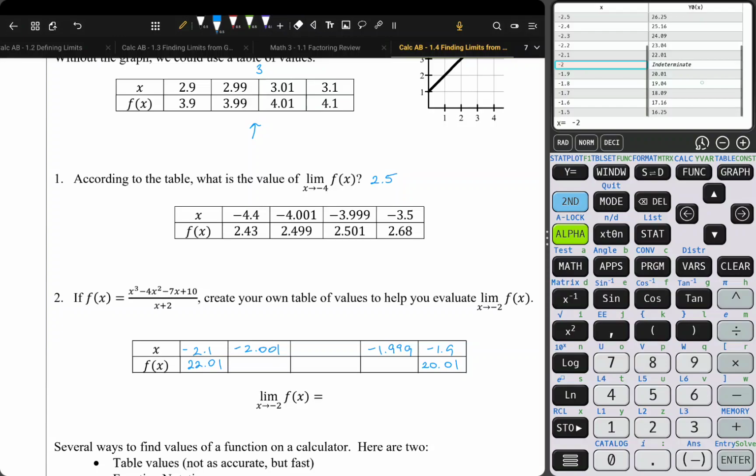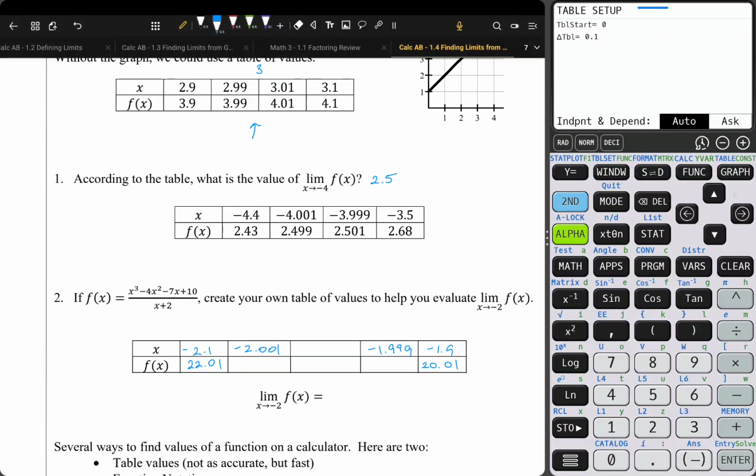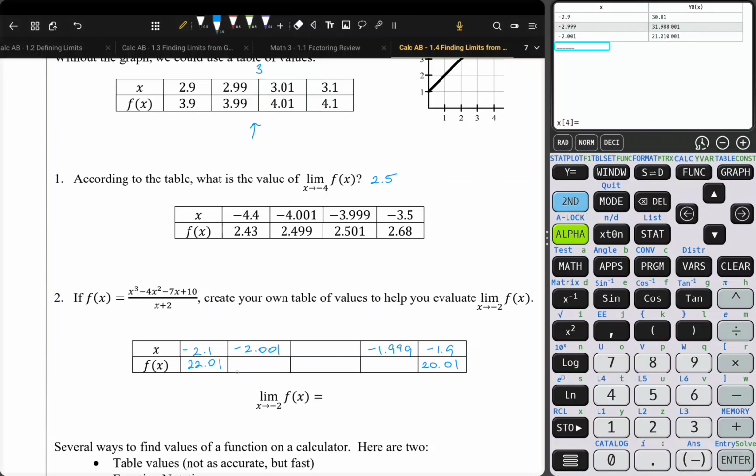Now, if we want to use this table function, you can change this. Down here it says independent and dependent. Instead of auto, change it to ask. And then let's go back to the table. So now we can type in specific values. So -2.001, actually. And notice it gives me a value.